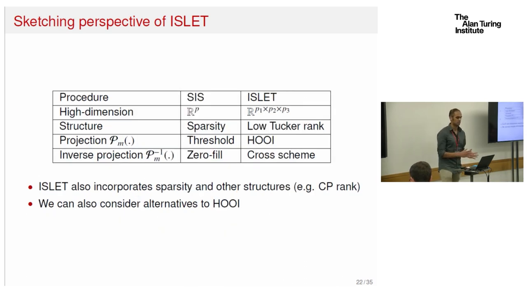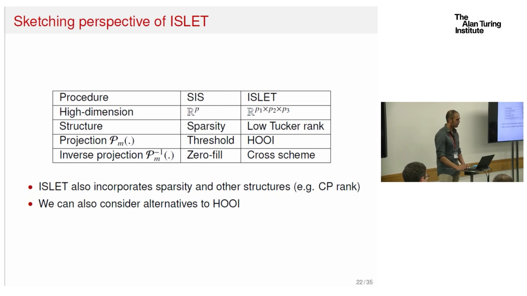So if you want to compare and contrast this with sure independence screening, they fit into the same framework. The only difference is the projection and the inverse projection steps. So you can imagine that if you have a high dimensional problem with low dimensional structure, you can do something like this, and provided you can come up with a computable projection and a computable inverse projection or embedding, you can do this procedure, and it can be extended.